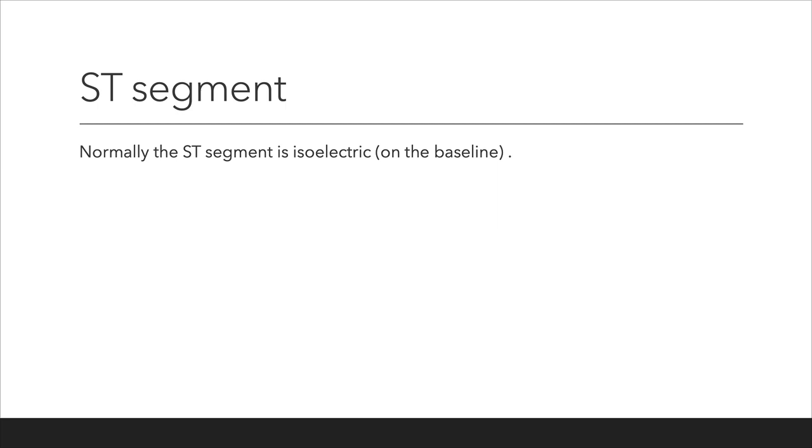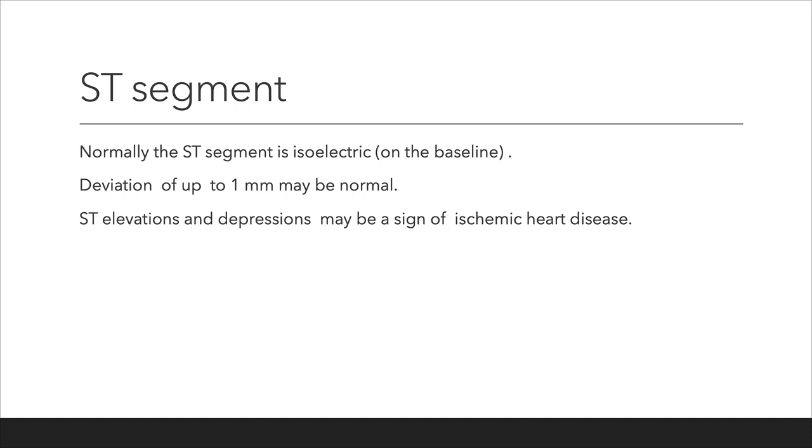Now in the ST segment, where normally the ST segment is isoelectric, that is, it's on the baseline, you can have deviations of up to 1 millimeter, and that could be considered normal. Now why is it important, ST segment? Because ST segment elevations and depressions may be a sign of ischemic heart disease.